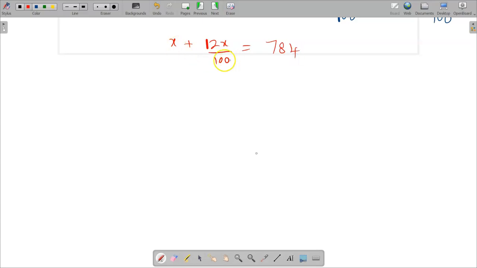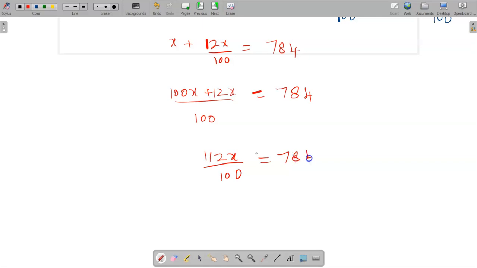On the left hand side, the LCM is 100. So just multiply: it is 100x plus 12x, which is equal to 784. Adding 100 plus 12 in the numerator gives 112x divided by 100, equal to 784. So x is equal to 784 into, taking this term to the right hand side, 100 will go to the numerator and 112 will come to the denominator. Just take the reciprocal.